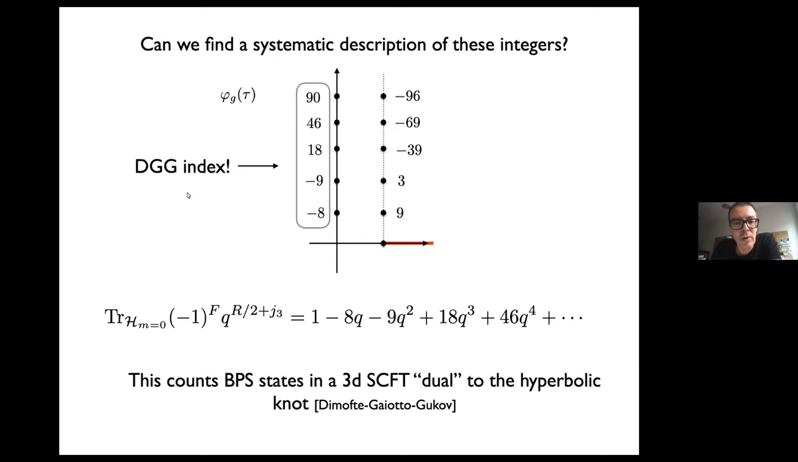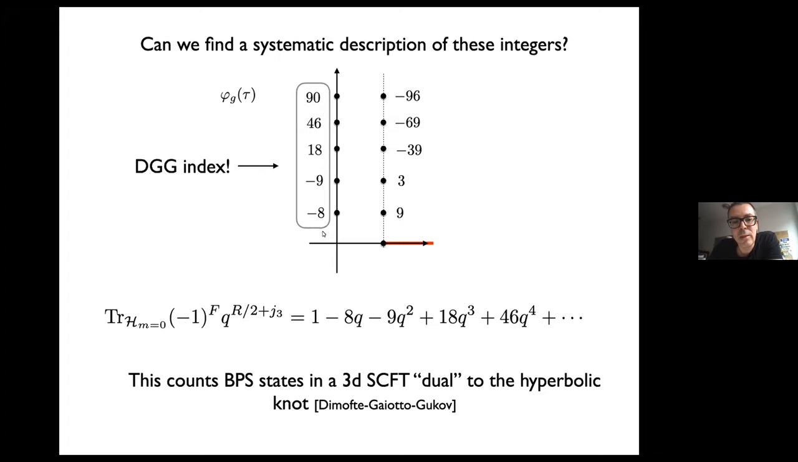So let me just remind you that the DGG index can be thought of in two ways. Mathematically, it can be thought of as a Q series, which is an invariant of the hyperbolic knot, and it can also be physically interpreted as a counting of BPS states in a 3D superconformal field theory, which is in a sense dual to this hyperbolic knot. These are very beautiful constructions due to Dimofte, Gaiotto, and Gukov. And we found that these Stokes constants that appear in the context of resurgence can actually, at least in the case of this tower, be completely identified with the DGG index.